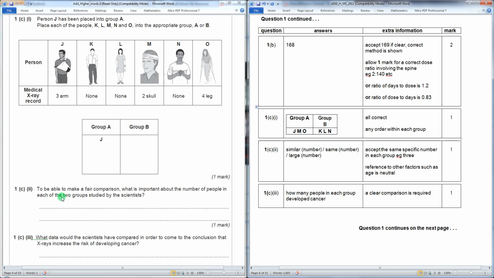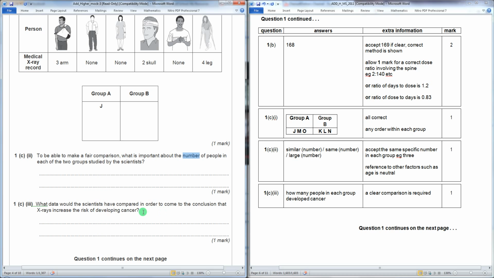Now, to be able to make a fair comparison, what is important about the number of people in each of the 2 groups studied by the scientists? Very important to read that clearly. Lots of people will miss this word here, number, and talk about other things that might need to be kept the same between the 2 groups. But in this case, they're asking for you to keep the number of people the same. Okay.